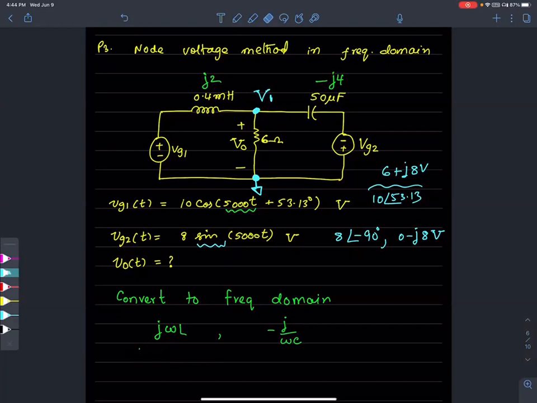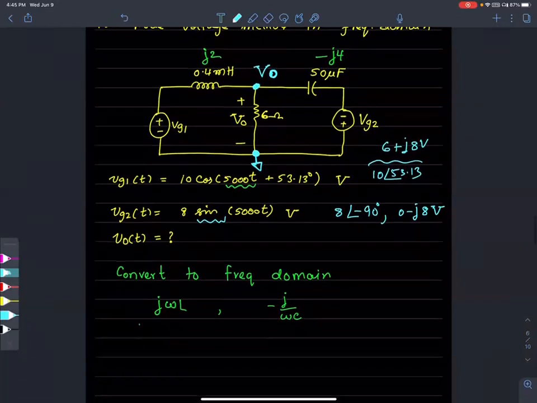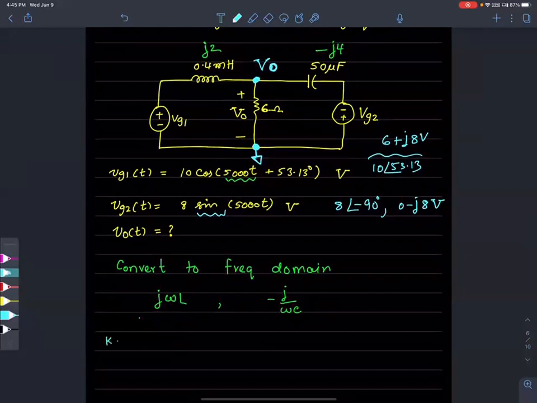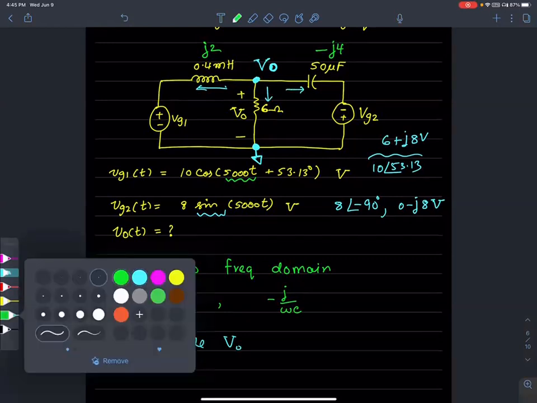Now the next thing we are going to do is to look at the node V. Let's call that node VO, and then set up the KCL at node VO, node voltage method. At node V0, there are 3 currents flowing out. Could you help me with the equation here really quickly?